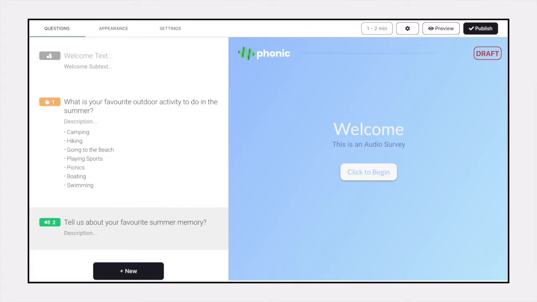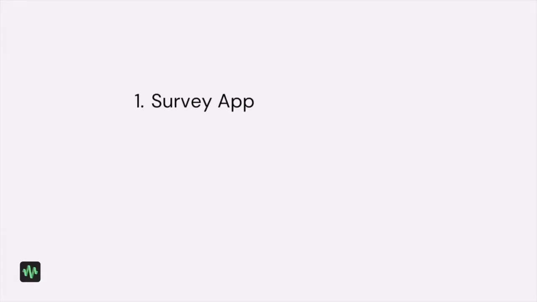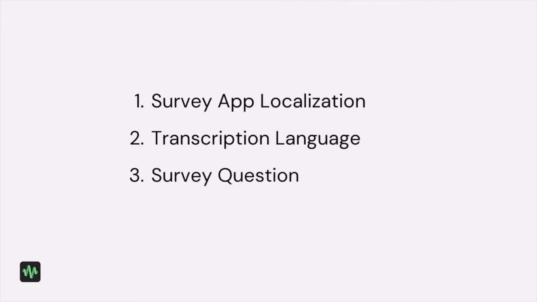In the remainder of this tutorial, I'll walk you through how to translate this survey into 2 additional languages, French and Spanish. There are 3 areas that we need to think about: survey app localization, transcription language, and question translations. Transcription and survey app localization languages will automatically be updated for the language specified when the survey is sent. We will talk about how this works later in this tutorial.